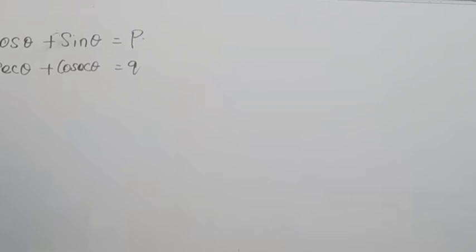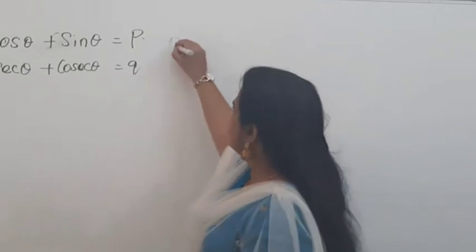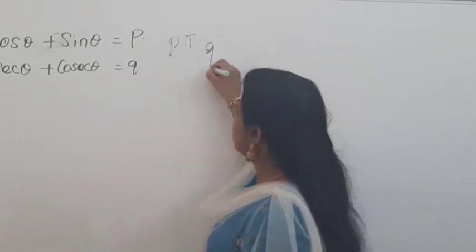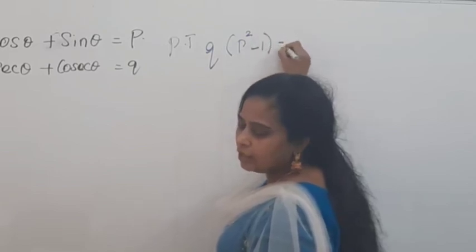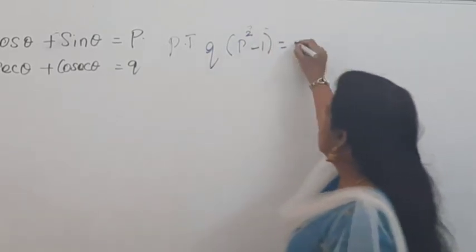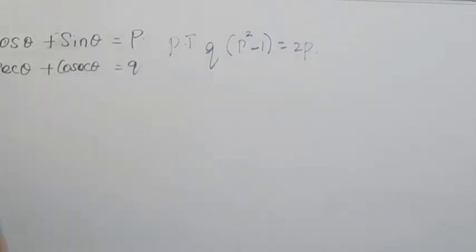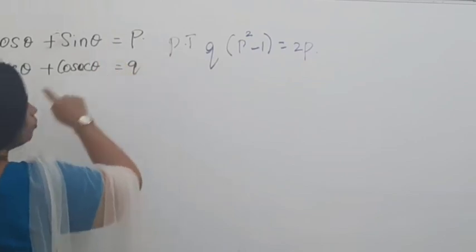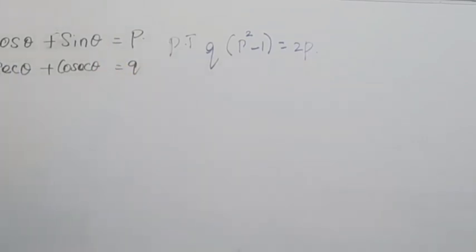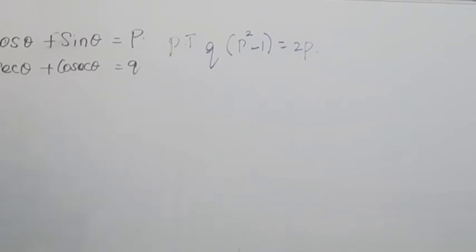It is given Q. We have to prove that Q into P square minus 1 equals 2P. That is what we have to prove. So how do I prove it? As a hint, you have to find P square, and you have to find 2P. So these are the hints from the question. From the question, you can understand how you can prove it.